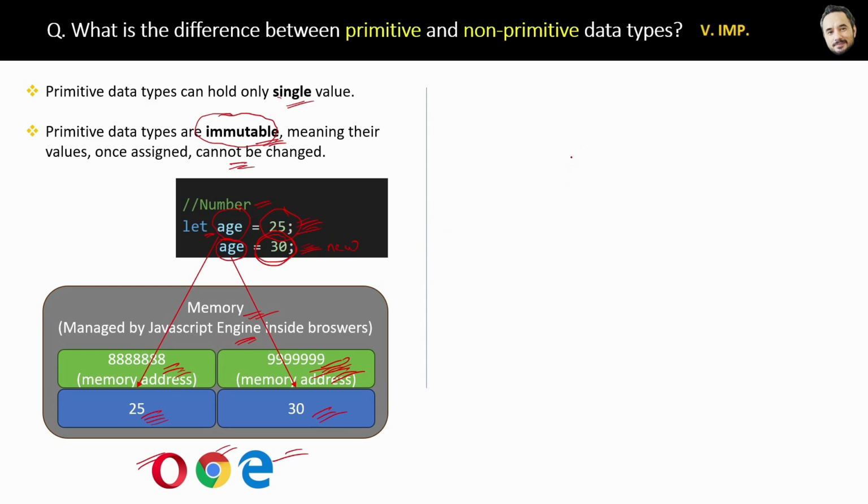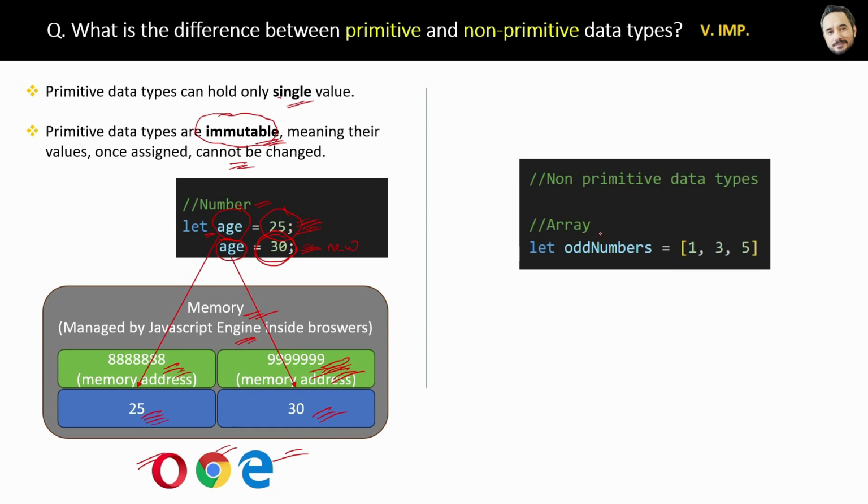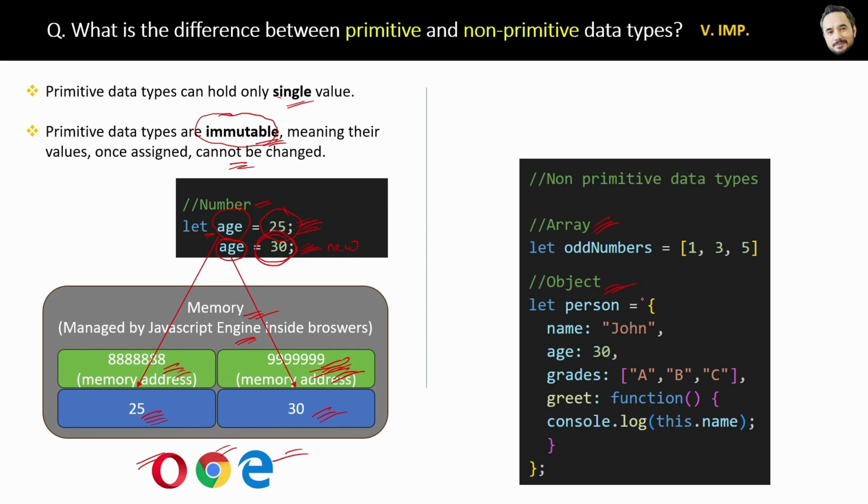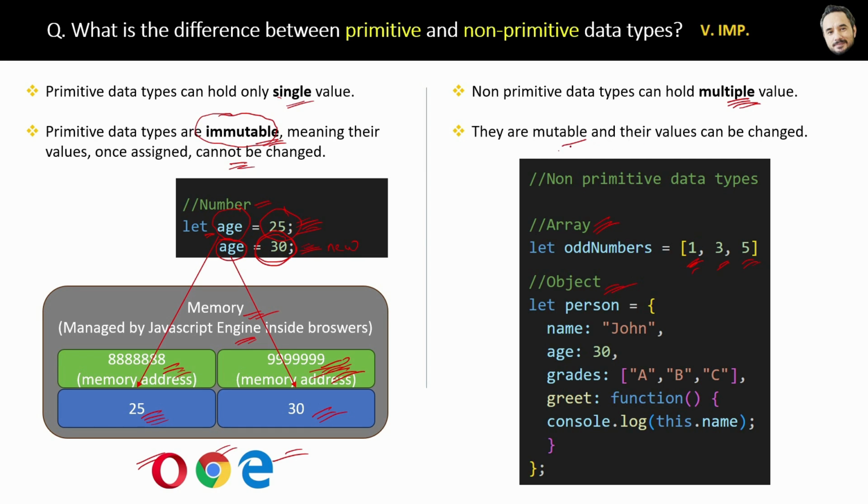Now let's check out non-primitive data types. And here is our first non-primitive data type, which is an array. And here is another one, which is an object. I will cover them in detail later, but here you can identify the first point about non-primitive data types. Non-primitive data types can hold multiple values. And second point, they are mutable and their values can be changed.